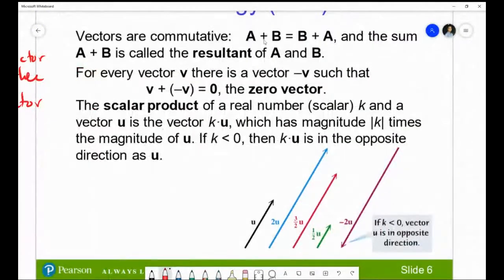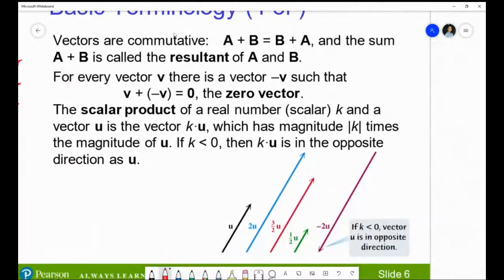All right, so what I just explained was vectors are commutative. So if we take A plus B first, it's the same thing as if you take B plus A. And the sum of it is called the resultant of A and B. So resultant is the result when you add A and B.